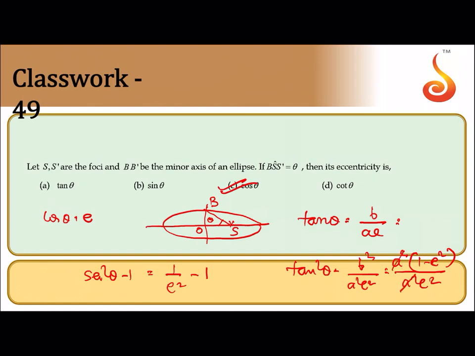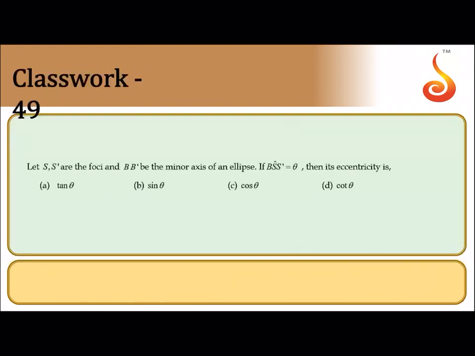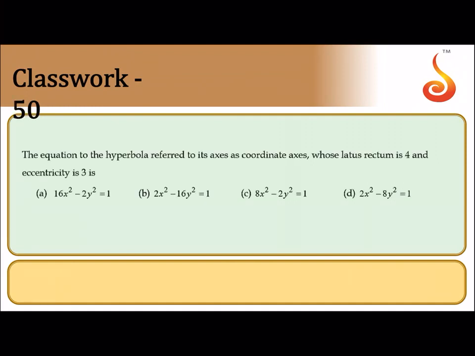Simple one. Tan theta is equal to B by AE. Tan square theta is B square by A square E square. B square is equal to A square into 1 minus E square. A square and A square will cancel. So you calculate 1 by E square minus 1. Minus 1 is secant square that will come. So secant square theta, 1 and 1 will cancel. Secant square theta is 1 by E square. So cos theta is equal to E.